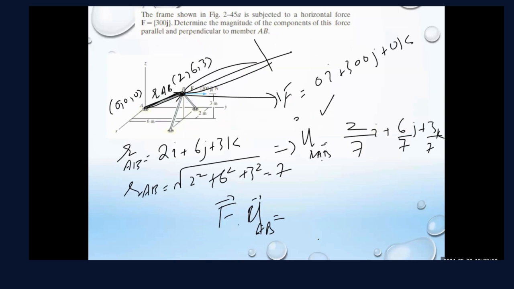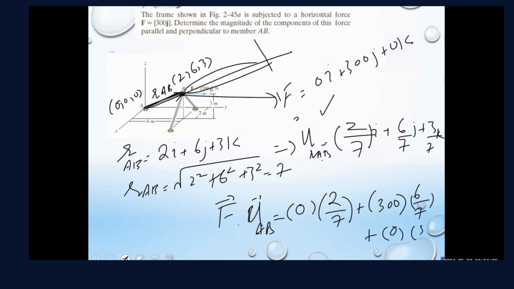So in this case, 0 times 2 over 7, plus 300 times 6 over 7, plus 0 times 3 over 7. Now this is 0 because it is multiplied by 0. This is 0, only this will stay. So which is equal to 257.14. 257, let's say. I call it 257, right? Now this is the magnitude.